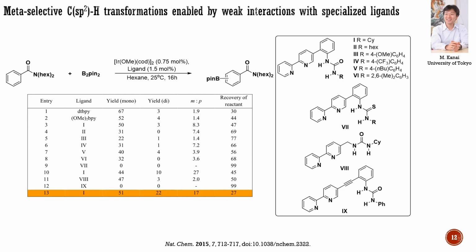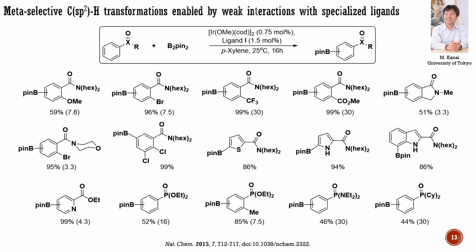The table presents not only the yield of the product, but also the ratio of meta and para-substituted products. The best meta-selectivity was observed when using the ligand with R equal to a cyclohexyl group. The overall yield of the product was further increased by replacing the solvent hexane with para-xylene. Here, one can observe the scope of the reaction.